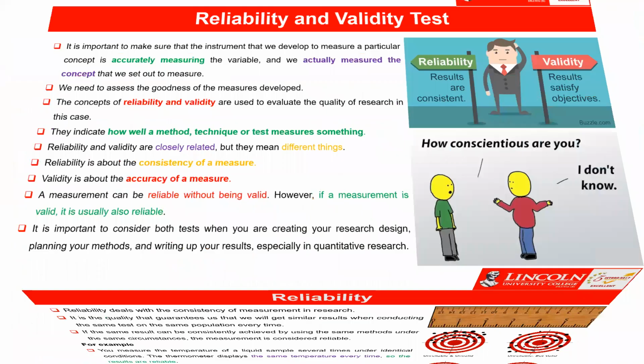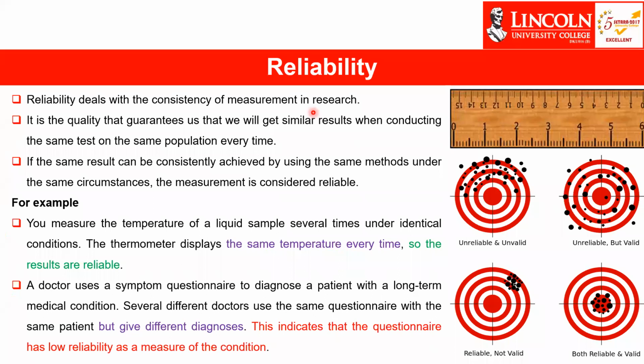Now, when we look at reliability, reliability deals with the consistency of measurement in research. It is a quality that guarantees us that we will get similar results when conducting the same test on the same population every time. So if this result can be consistently achieved by using the same methods under the same circumstances, the measurement is considered reliable.